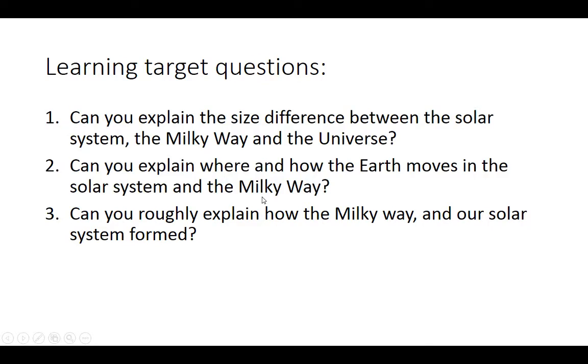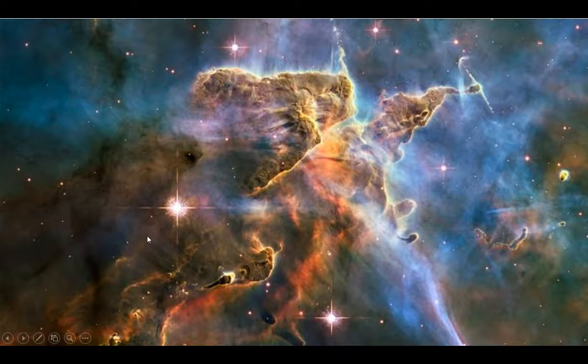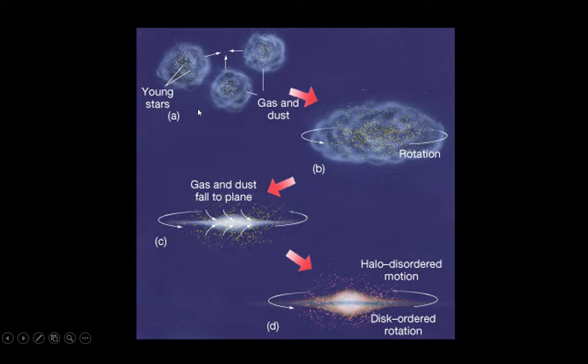Okay, on to the last question, which is, can you roughly explain how the Milky Way and our solar system formed? So we're going to start with a nebula. A nebula is a giant cloud of gas and dust. It's mostly hydrogen gas, and it starts to get pulled in by gravity. So these smaller clouds get pulled in and start to form a bigger cloud. And for our spiral galaxies, they start to rotate.